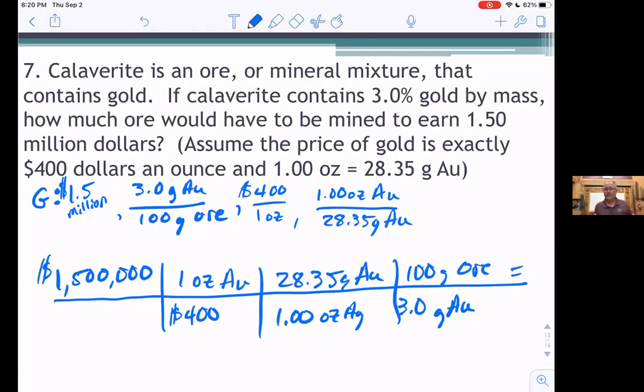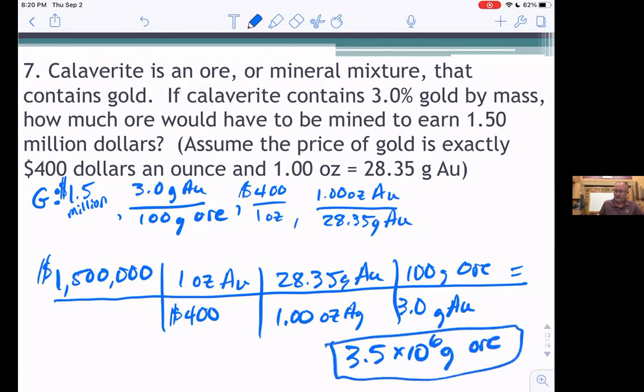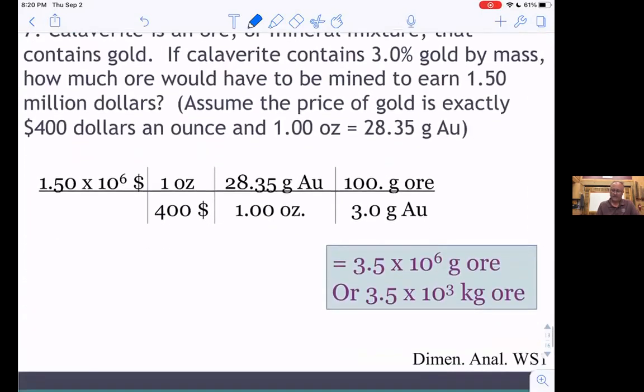Because they did not ask for a specific unit here, it's not really relevant. I'm going to write the answer 3.5 that you already have, 10 to the 6 grams of ore. That's true, but that's not really tangible to say, whoa, look, it's 3,500,000 grams of ore. Maybe if you knew that it was 3,500 kilograms of ore, that might make more sense to you, but it may not either. Either way, it's fine to leave it in that unit since they didn't ask for a specific unit.